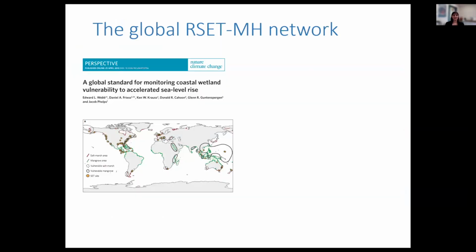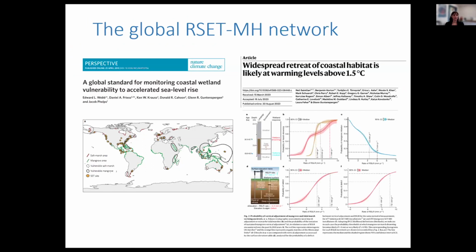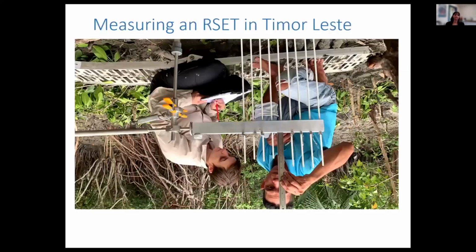All right, so this method has been employed in wetlands globally, and it's considered to be the global standard for monitoring coastal wetland vulnerability to sea level rise. An example of the application of the global RSET data was published just last year, and Saintilan and colleagues used multiple lines of evidence, including over 600 RSETs, to draw conclusions about the persistence of coastal wetlands under various sea level rise scenarios. And it showed that if rates of regional sea level rise were to exceed 7 millimeters per year, there's a high probability of losing these coastal wetlands.